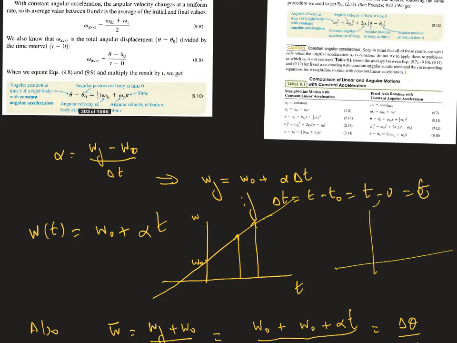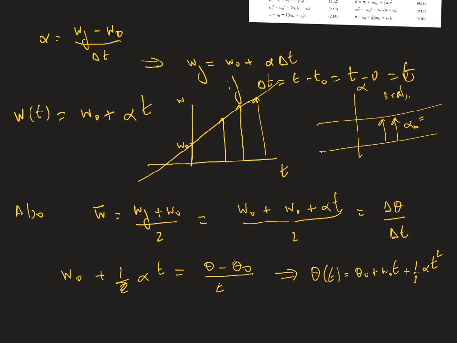Meanwhile, alpha of t is just a constant, alpha 0, let's say. So omega is increasing, and for this alpha 0, let's say alpha 0 equals 3 radians per second squared, it means that the angular velocity is changing in this way. Omega of t equals omega 0 plus alpha t.